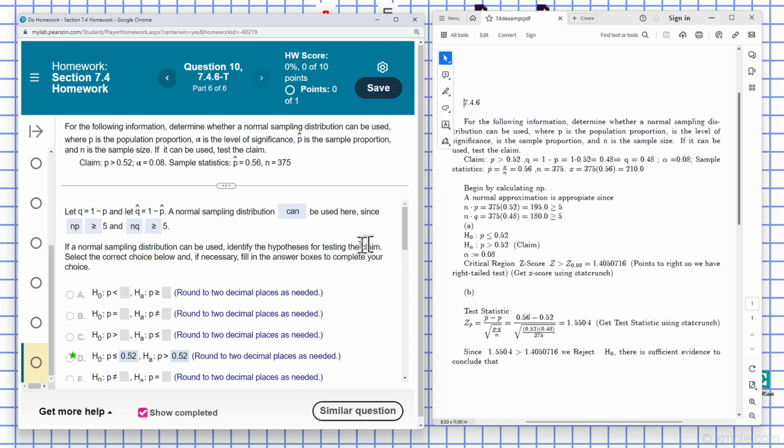And for the next part here, set up the hypothesis test. So we have our claim here. The claim is that P is greater than 0.52. The null hypothesis has to be a statement of equality. So the null hypothesis is going to be P is less than or equal to 0.52. And there's our hypothesis test here.